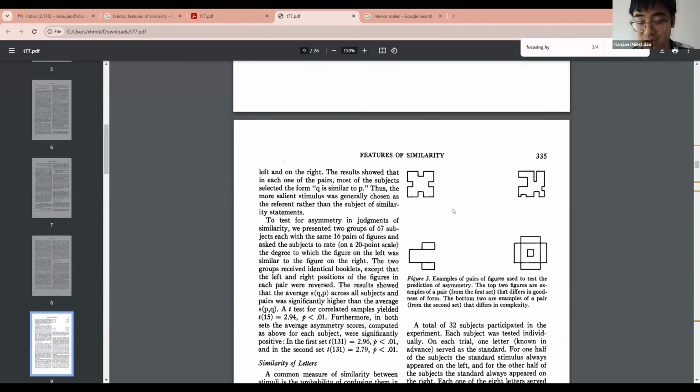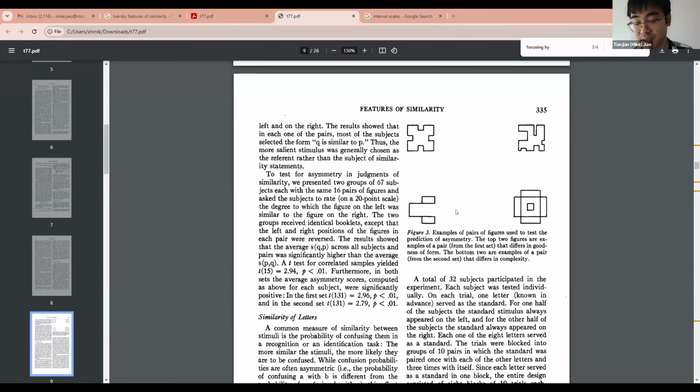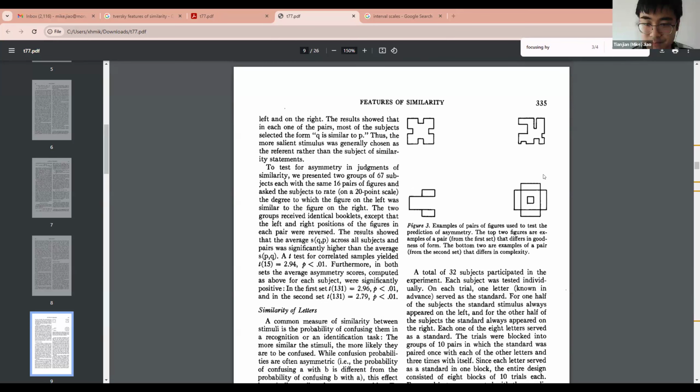Other than the goodness of form, complexity can also be part of the salience factors. For example, the right corner figure is more complex than the left corner figure, so it's probably more salient, and you would hopefully be more willing to judge that the left corner figure is similar to the right rather than the other way around.